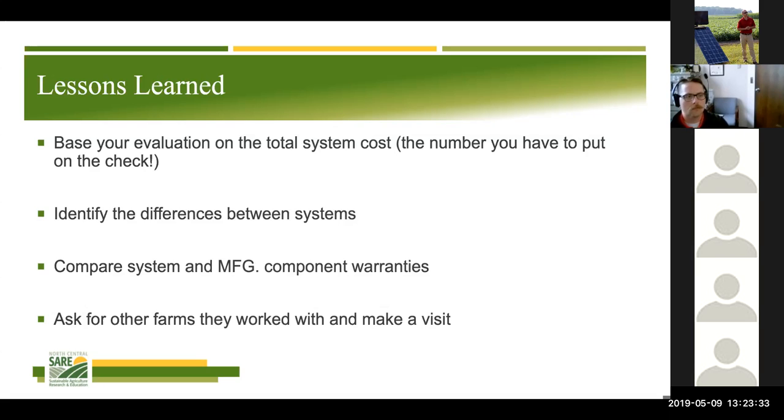Kind of the last couple slides on lessons learned. Focus on the number you have to put on the check, and that seems too simple, but it's often overlooked. Identify the differences in systems, so really understand the product you're buying and what components are used, what design is going into that makes it different from another system. Compare your manufacturer's warranties, and then ask for other farms they've worked with. Take the time to either make a phone call or hop in your vehicle and cruise on over and take a tour.